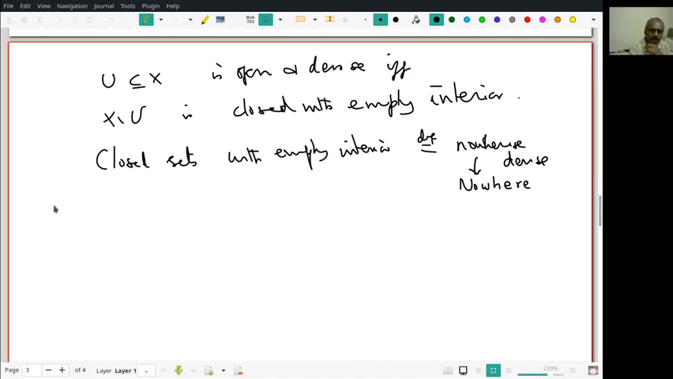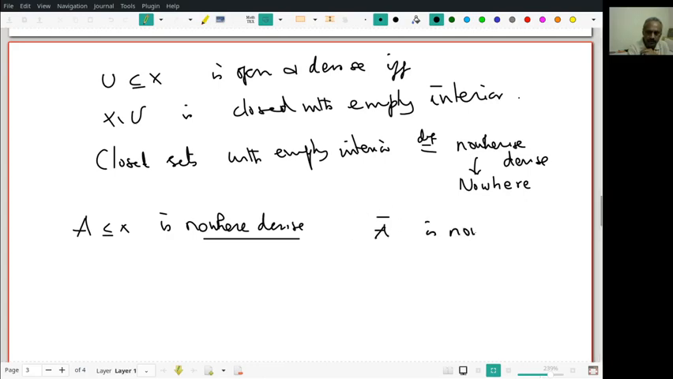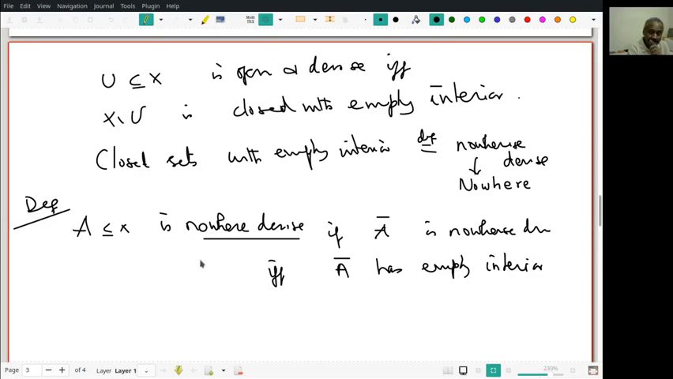Okay, but suppose I give a subset A of X, when do I say it's nowhere dense? Since so far I have defined only closed sets to have the nowhere dense property, when I say A is nowhere dense, I want A closure, that is the smallest closed set containing A, to be nowhere dense. What does that mean? Therefore A is nowhere dense if and only if A closure has empty interior. You see that we arrived at the definition.